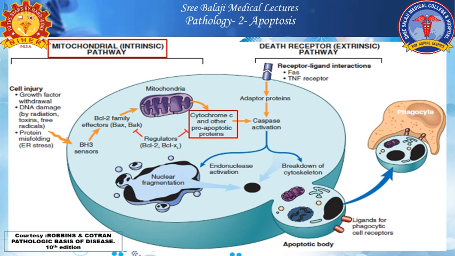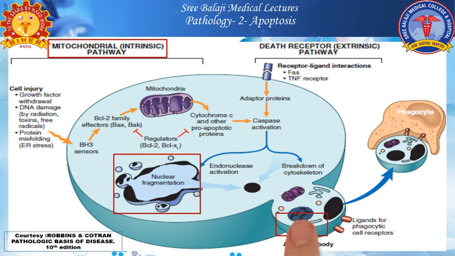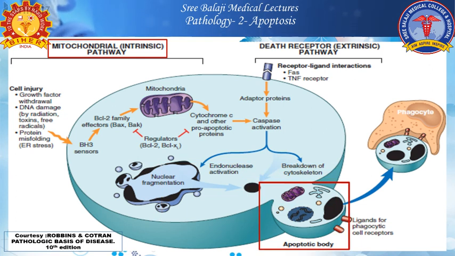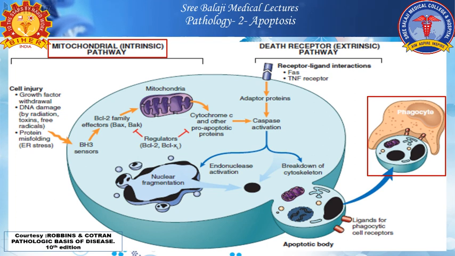Then, how is it executed? By the caspases. So, these proteins activate caspase. This caspase in turn activates endonuclease. They go and fragment the nucleus, as well as the cytoskeleton, which we saw in the previous picture here also. So, the apoptotic bleb falls off. These apoptotic blebs, which come out of the parent cell, have ligands for phagocytic receptors on the adjacent cell. So, the adjacent cell phagocytoses it.